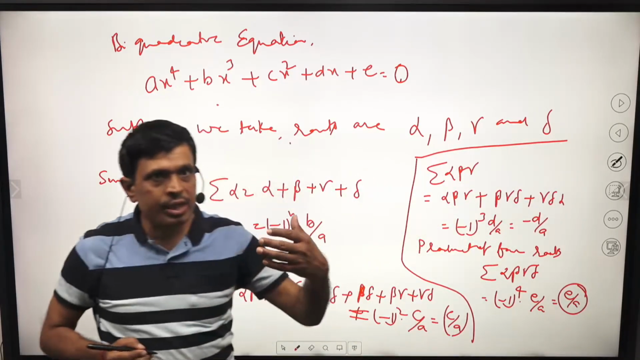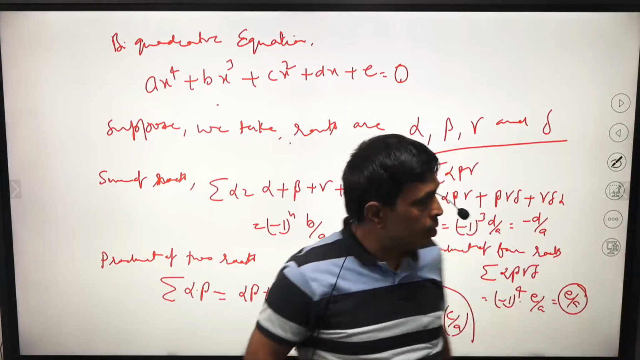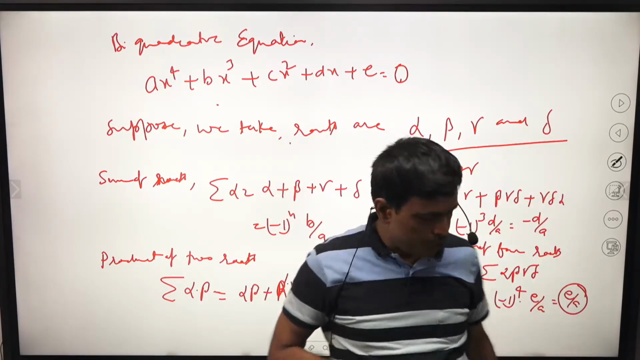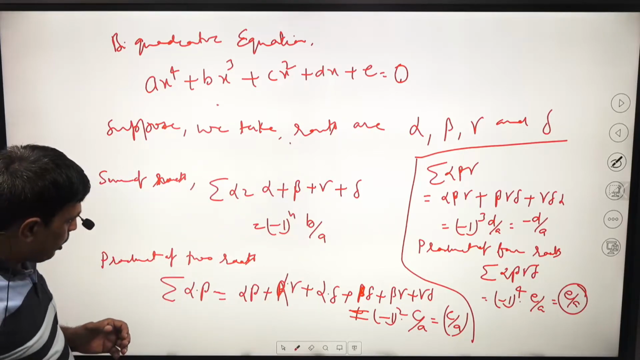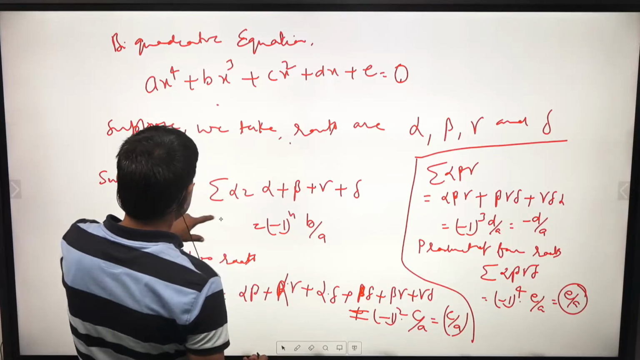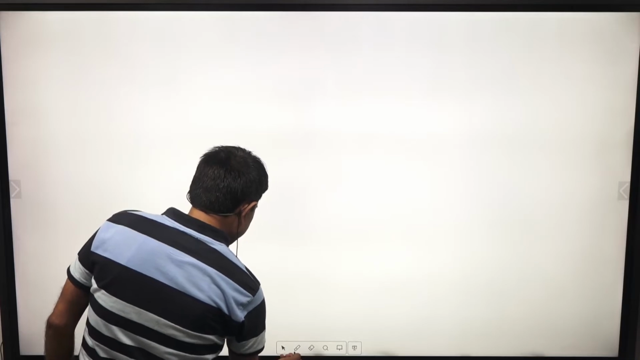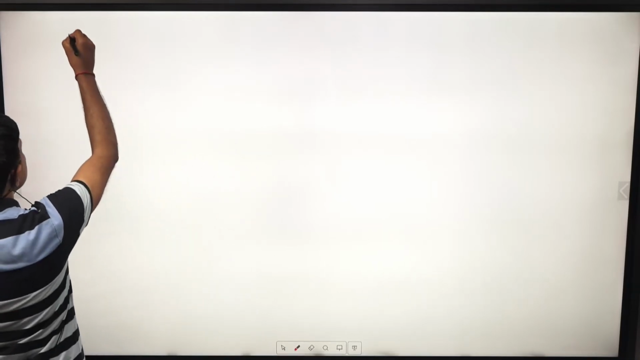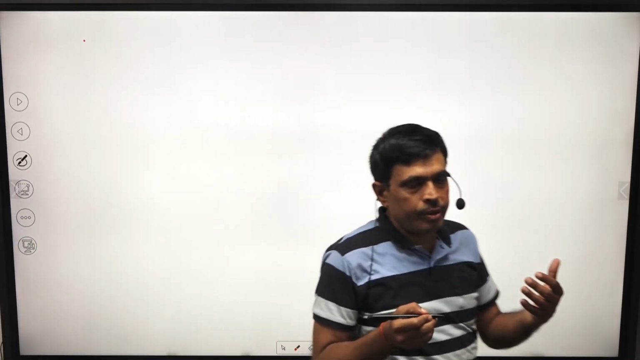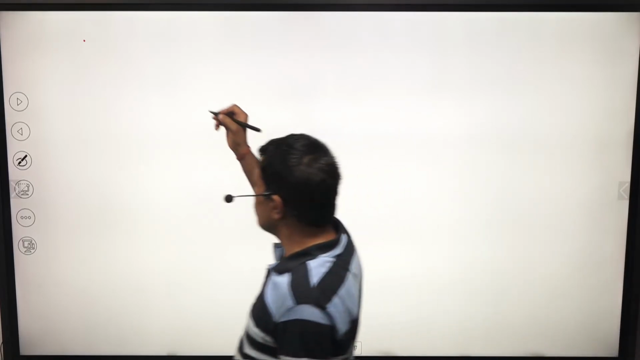So we extend our quadratic to cubic, cubic to quartic, and find the sum of roots and product of roots. Now we move to some examples. Whatever we studied as the general concept of quartic, cubic and quadratic, we solve through some examples.